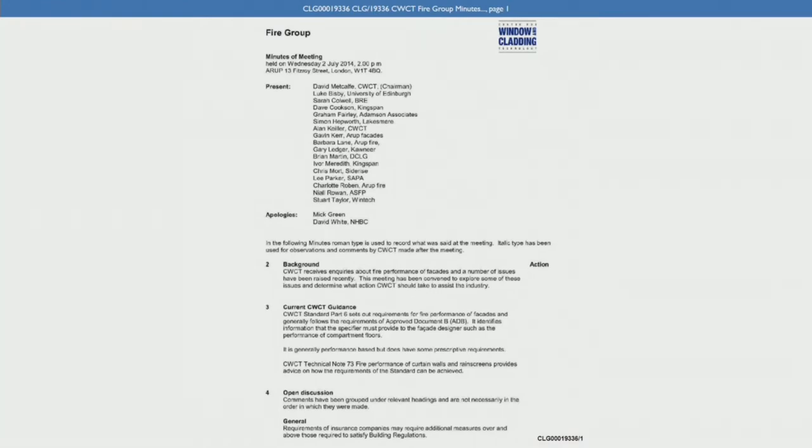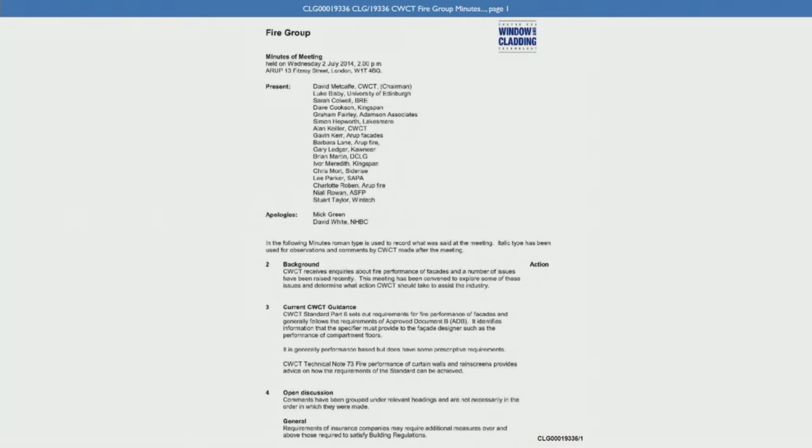Just looking at the minute on its first page, is this a document that you saw at the time, do you think? I don't recall. Do you remember whether you have seen them before just now? I have seen it before since now, in the preparation for the public inquiry, basically. But not at the time, is that right? I don't recall seeing it at the time.